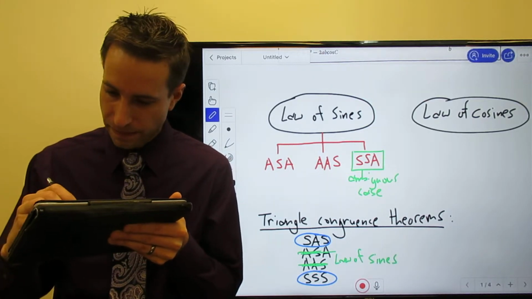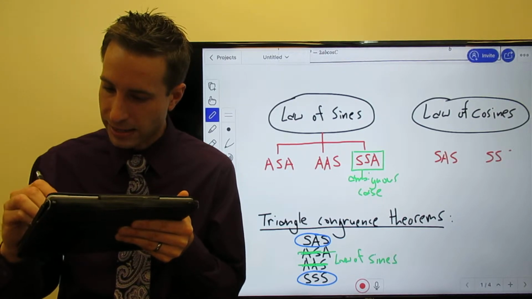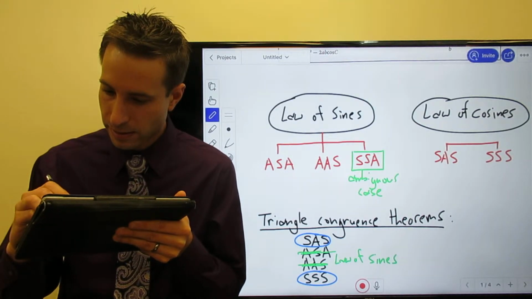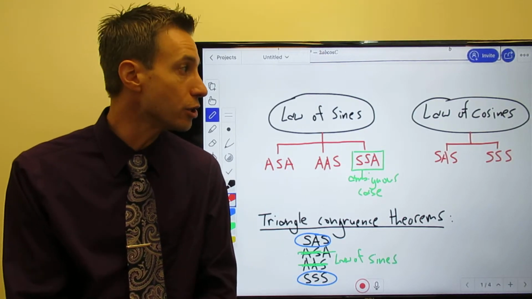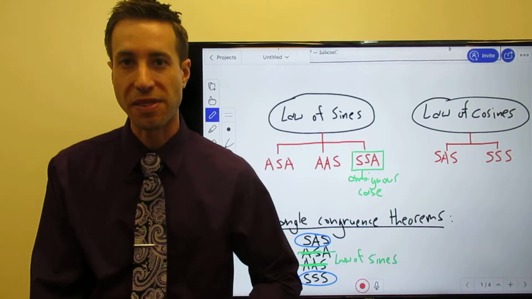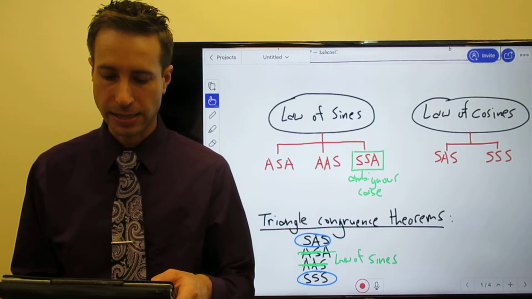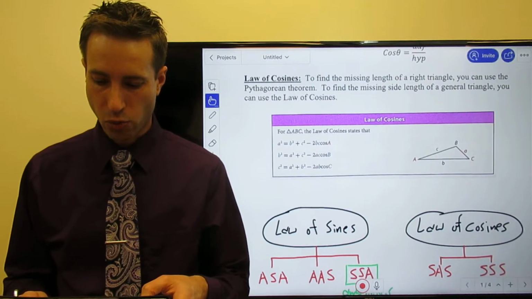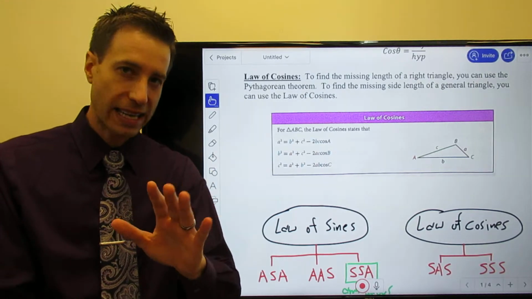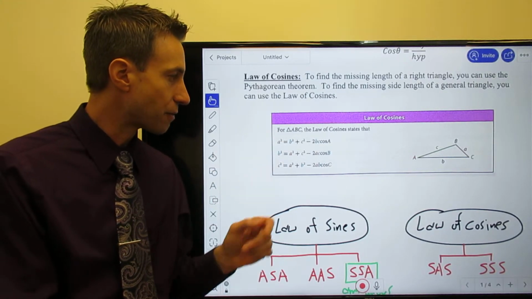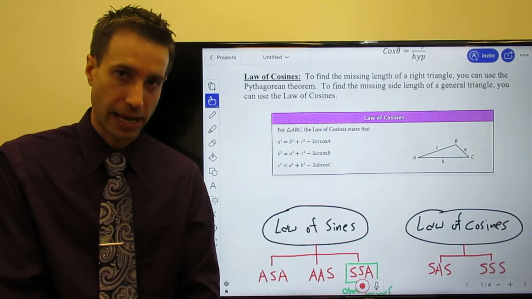If you are given side, angle, side, or side, side, side, the law of cosines is going to be the one that you'll need to use in order to solve that triangle. So let's take a look at what the law of cosines is, and I've got them for you right here. Now, when it comes to the law of cosines, I recognize that there are three different formulas written here. It is not that complicated, I promise you.